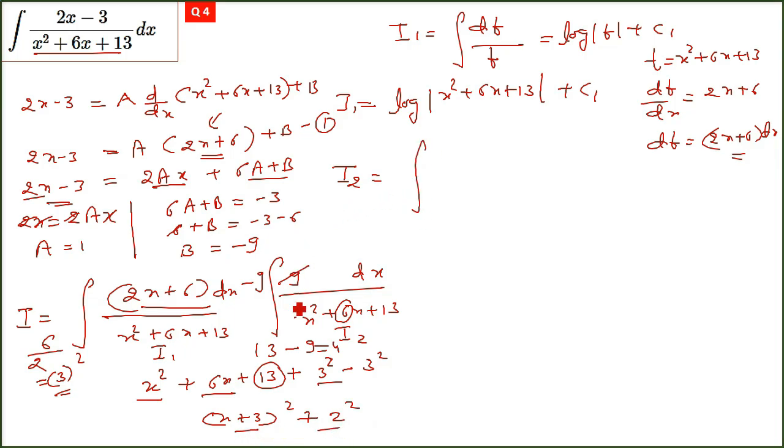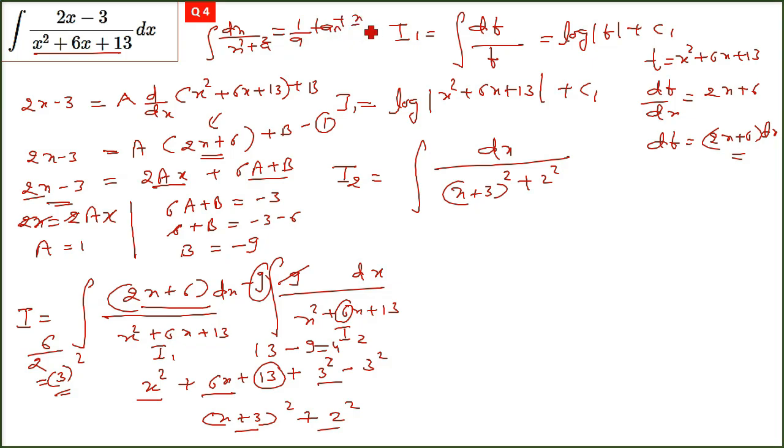So if you want to write the integration, 9 we will deal with later, dx by x plus 3 whole square plus 2 square. So let me write the formula which we are going to use. The integral of dx by x square plus a square is 1 by a tan inverse x by a. This is the formula which we are going to employ here. What is this? 1 by a. A is 2, and x is x plus 3 here. So 1 by 2. Now 9 was also there, so let us introduce 9 here as well. Tan inverse x by a, x plus 3 by 2.